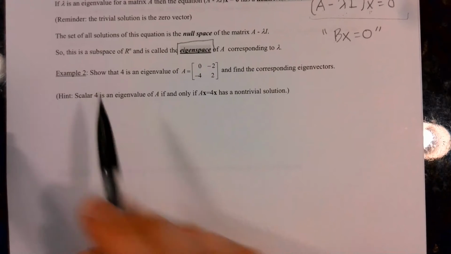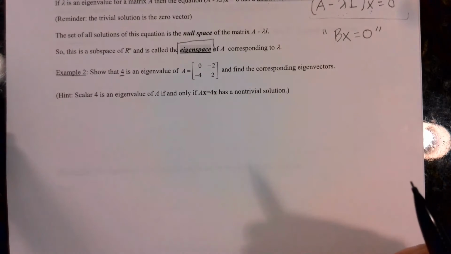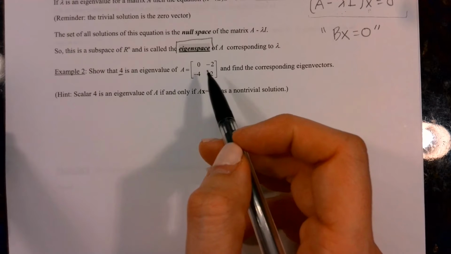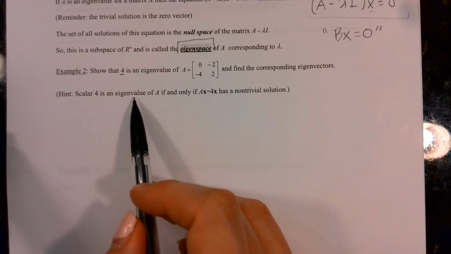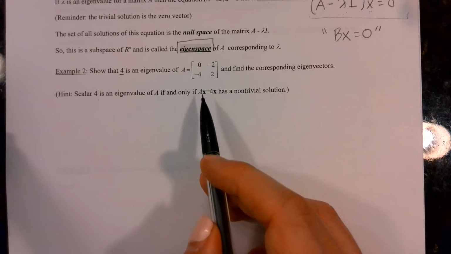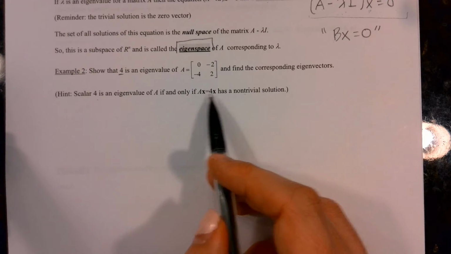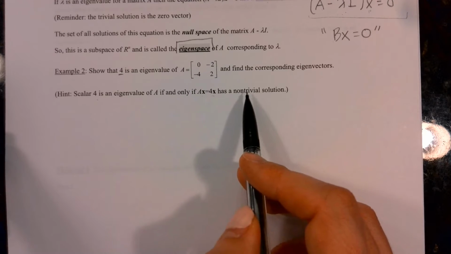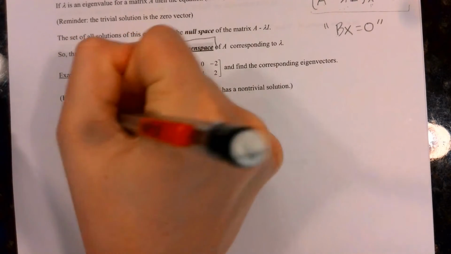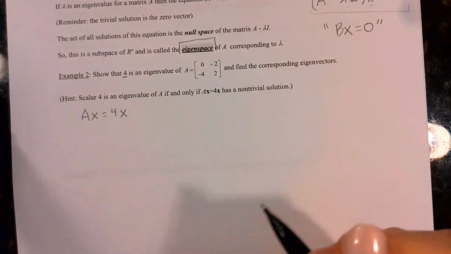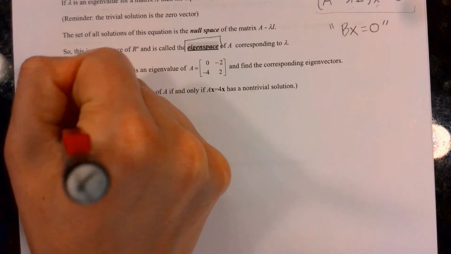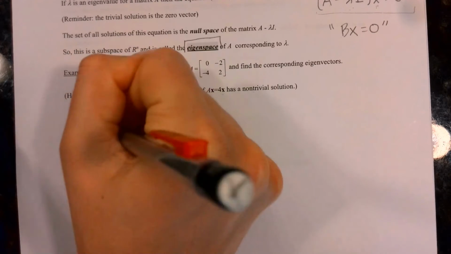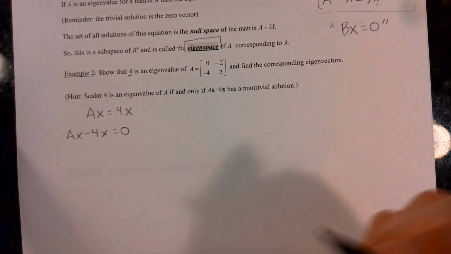So in this example, we're going to be given an eigenvalue and find the corresponding eigenvectors. Here's my hint: this is only an eigenvalue if I can find non-trivial solutions to this equation, so non-zero vector solutions. Let's start with this, just so we can show this progression again. We want this equation to have non-trivial solutions. That means that Ax minus 4x equals 0 should still have non-trivial solutions.